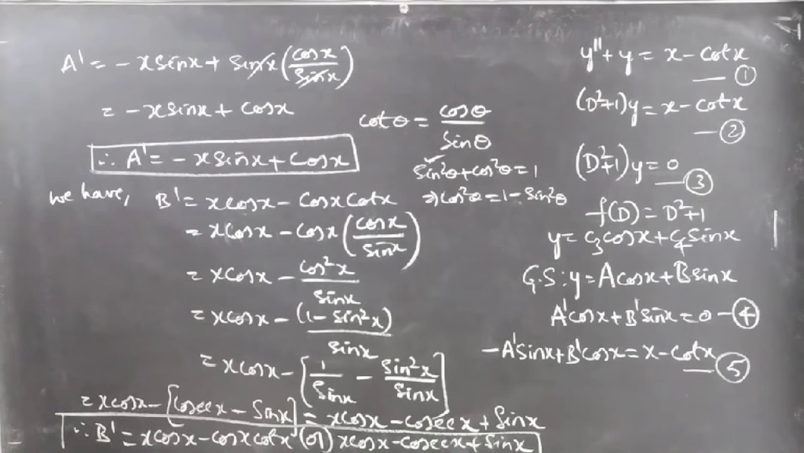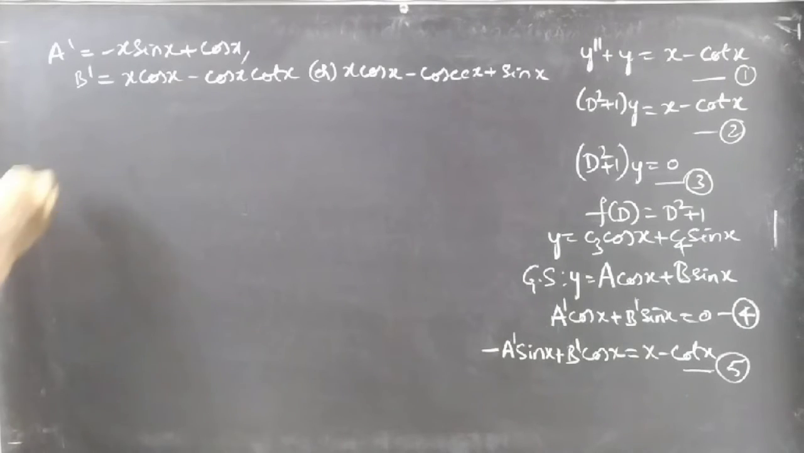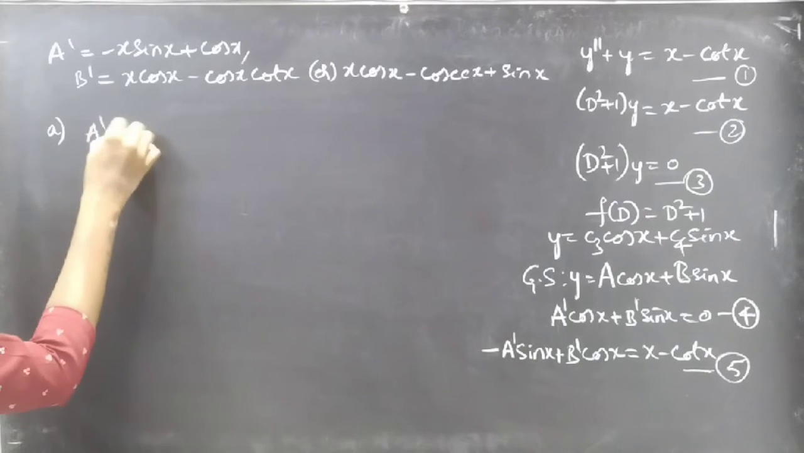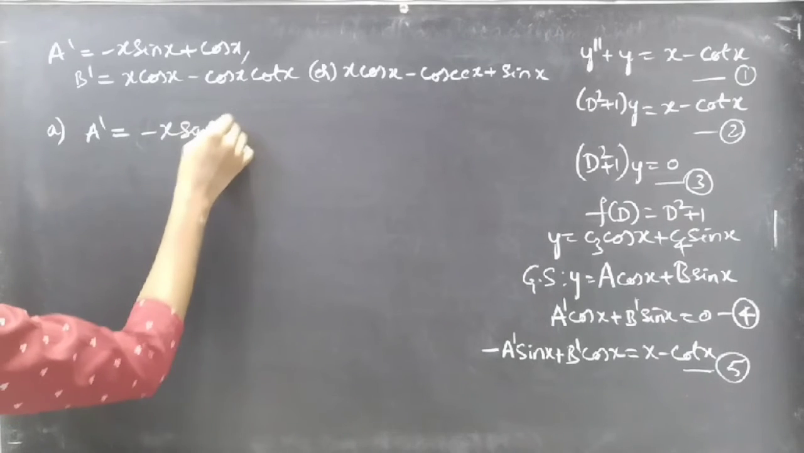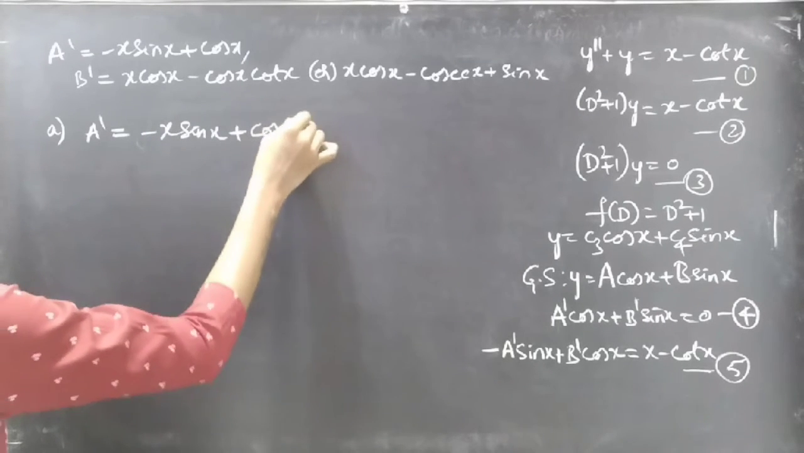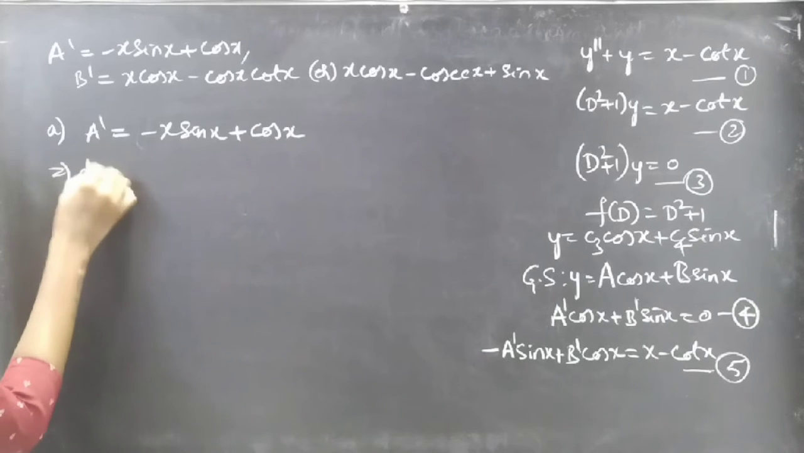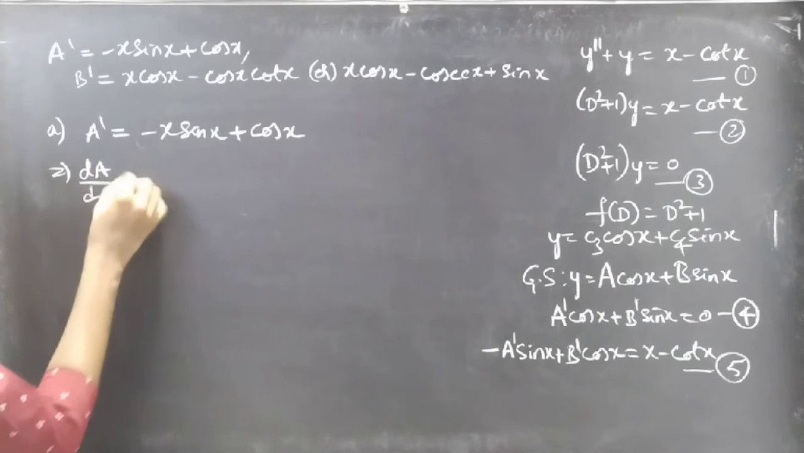Let's find A and B. I'll begin with A dash. We have A dash equals minus x sin x plus cos x, right? A dash is nothing but the derivative of A with respect to x.